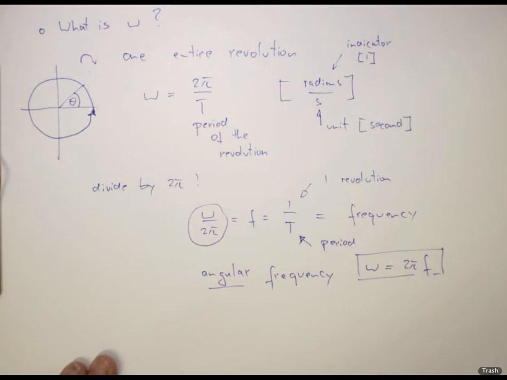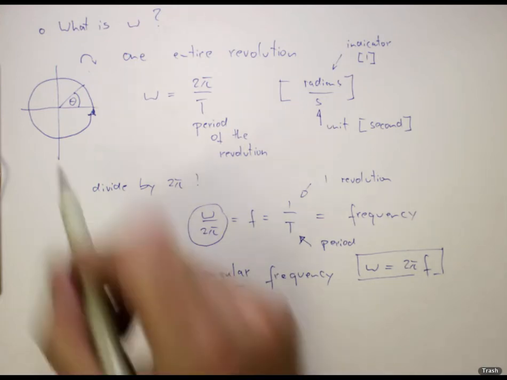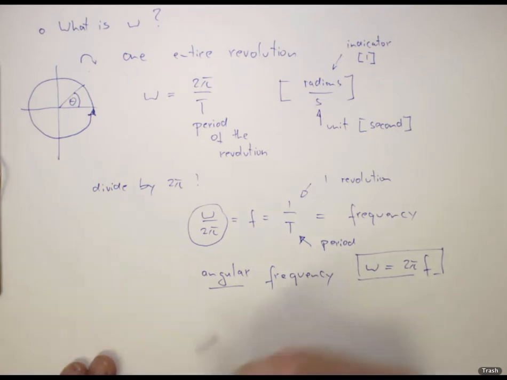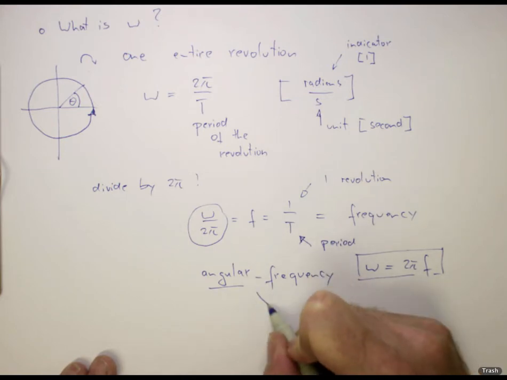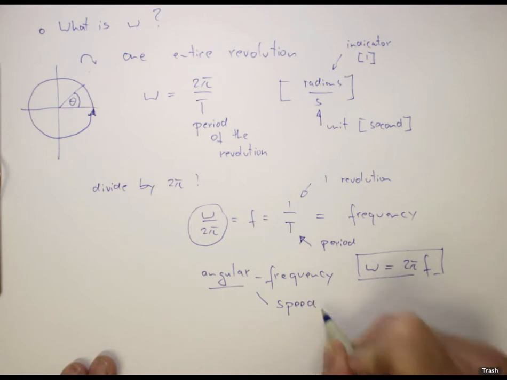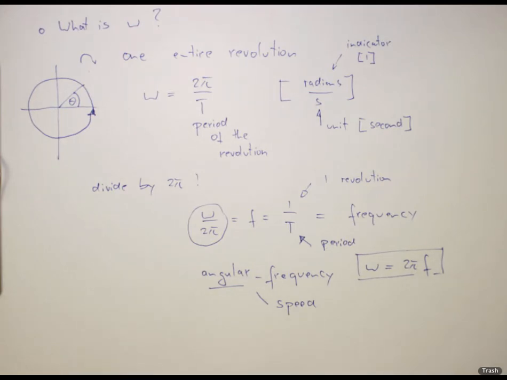Angular frequency. Now, if the angular frequency is large, we have many rotations per time unit. If the angular frequency is low, we have few revolutions per time unit. So that means this has also got the meaning of a speed, of an angular speed. So sometimes we refer to omega as an angular speed, because that's also information that's conveyed by this unit.